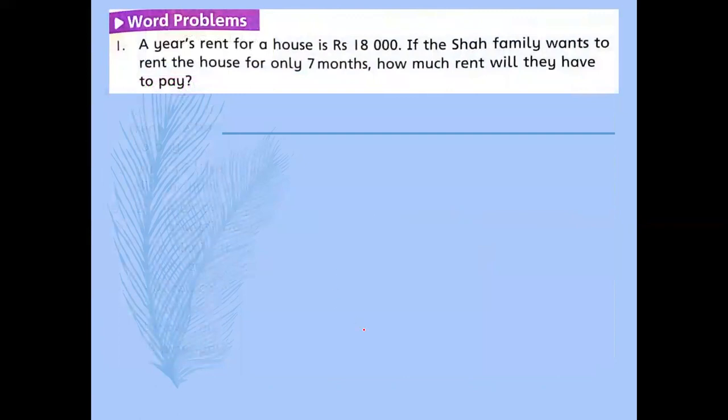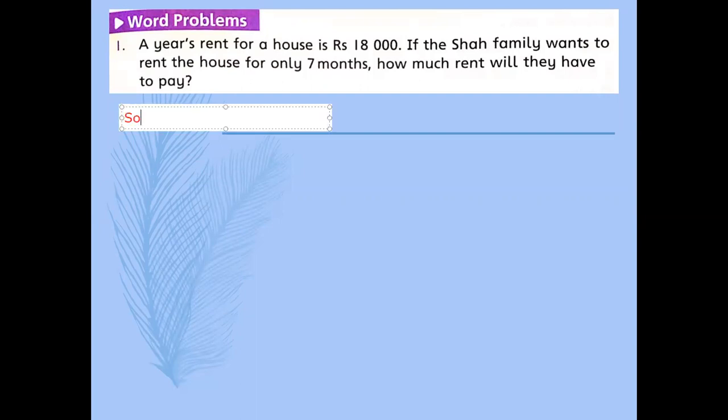So let's start learning. But for learning, it is very important that we read the question thoroughly. Reading the question and understanding the question is very important. Okay. So what is the question written? A year's rent for a house is 18,000 rupees. Like someone, if you want to rent that house, so for 1 year, the rent of house is 18,000 rupees. If the Shah family wants to rent the house for only 7 months, how much rent will they have to pay? Definitely, they are not going to pay for the whole year. They want to just rent that house for 7 months.